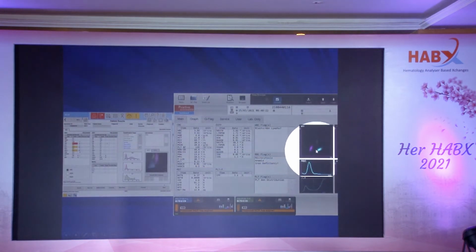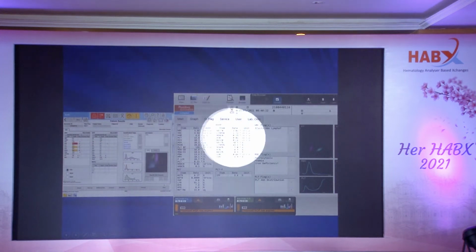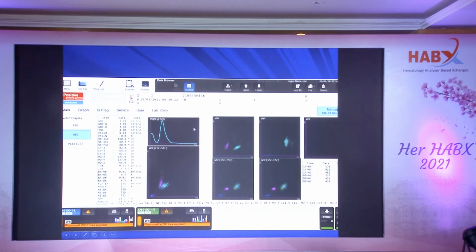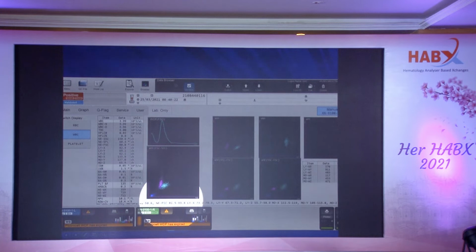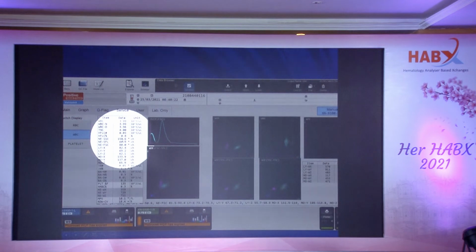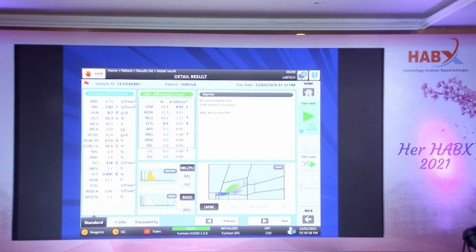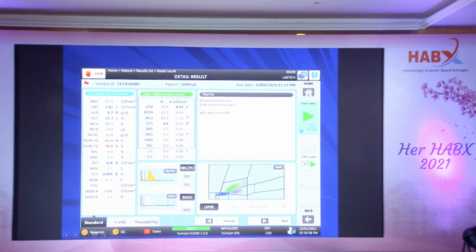Let's look at the same patient, almost 4,000 counts. This is the distribution. If you look at the neutrophil fluorescence, it's quite high. The normal neutrophil fluorescence is up to 50.6. It's 60.3. High neutrophil fluorescence. It's the same patient, 4.73 count. The monocyte is 13%. Look at this.